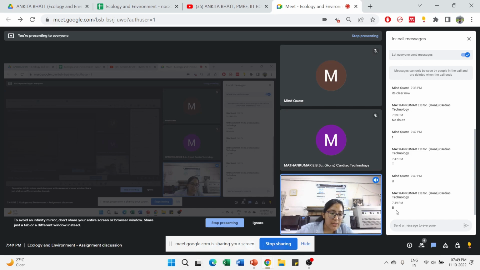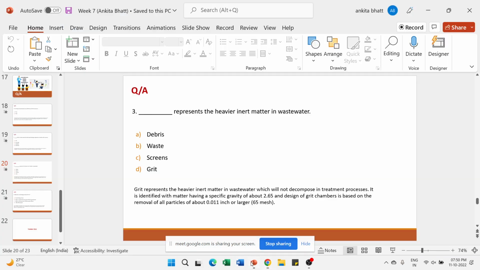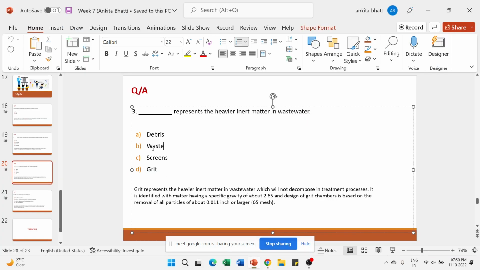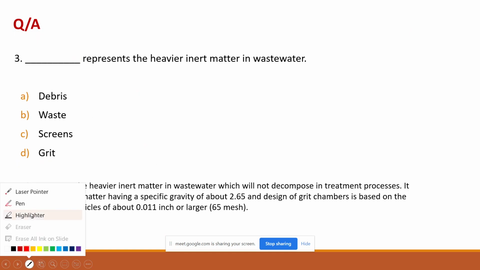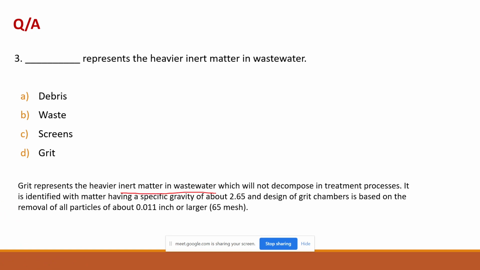One of the students has answered B, waste. Waste is obviously not the heavier material which is present. The answer will be D, that is grit. Grit is the inert material present in wastewater, and it will not get decomposed during the treatment stage. That means it is inert in nature. That is why it has to be removed during the preliminary or primary stages. We already discussed this, right? So grit is the matter.